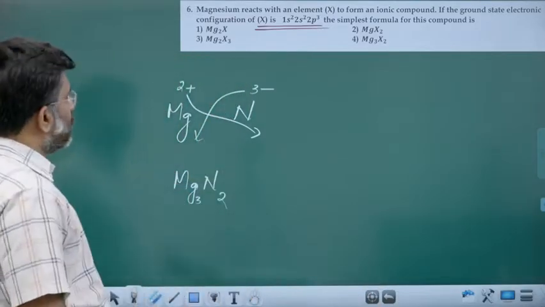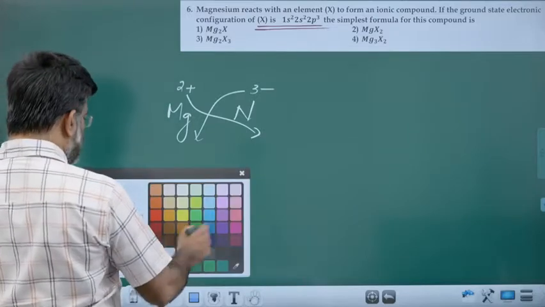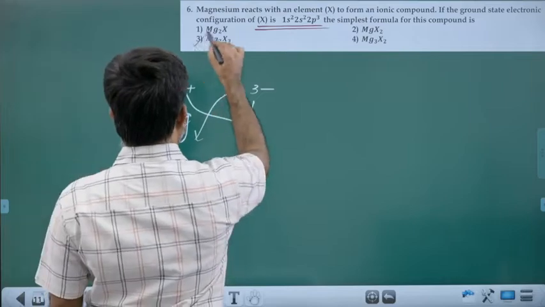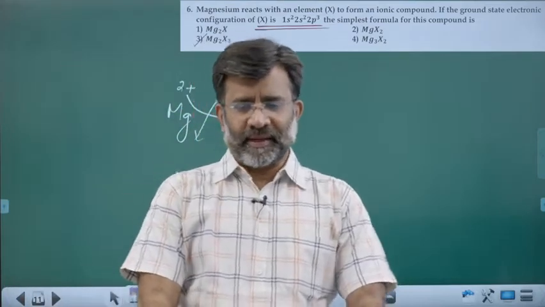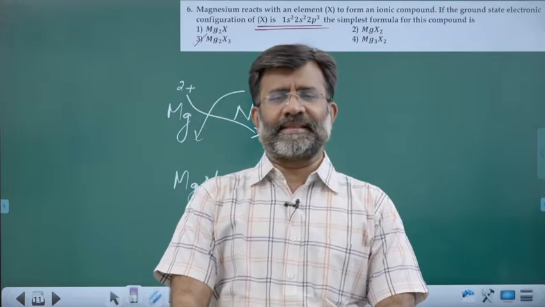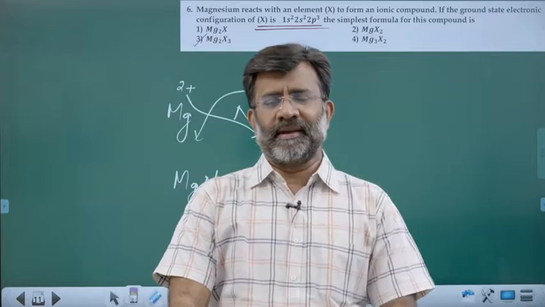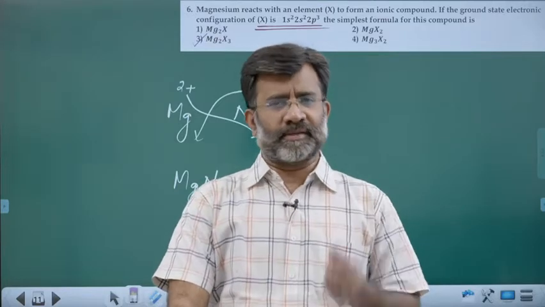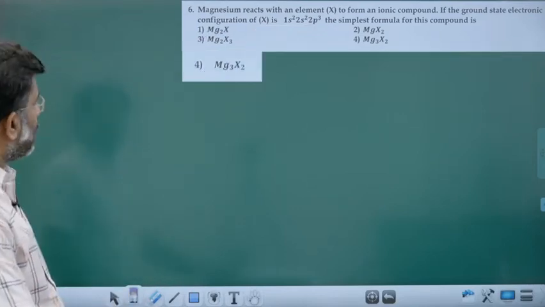Mg3N2, so Mg3X2, the third choice. Here it is easy to understand, X is nothing but nitrogen. Nitrogen is forming nitride, magnesium forming Mg2 plus, hence the formula. Next question. The third choice is the correct answer.